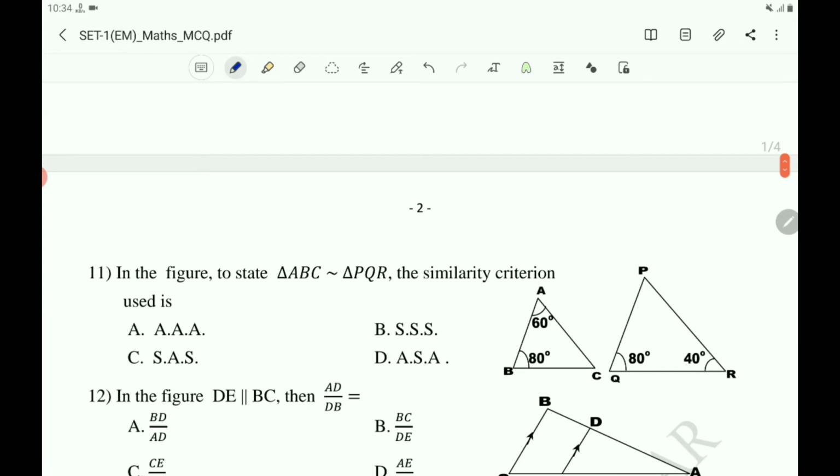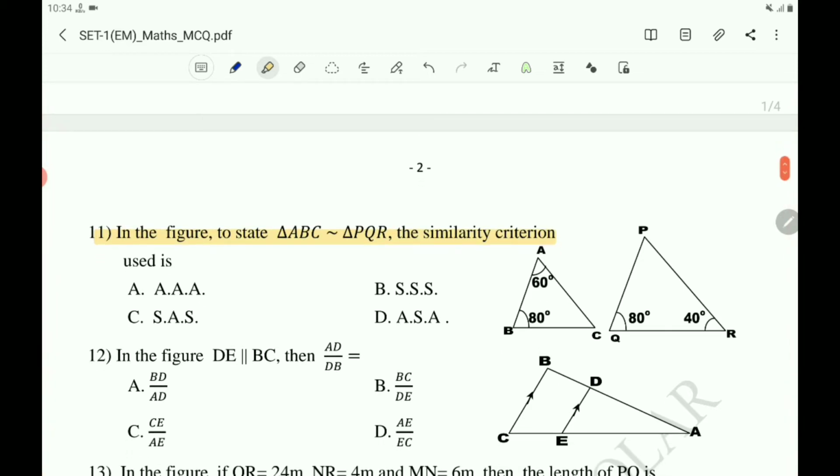Then you take the 11th question. In the figure, to state triangle ABC similar to triangle PQR, the similarity criterion. Here it is given that angle B equals angle Q and angle C equals angle R. You can use the AA similarity criterion, and also you know that the third angle must be equal. If two pairs of angles are equal, the third angles must be equal. Then here it is AAA. So you can use the AAA similarity criterion. So option A is the answer.